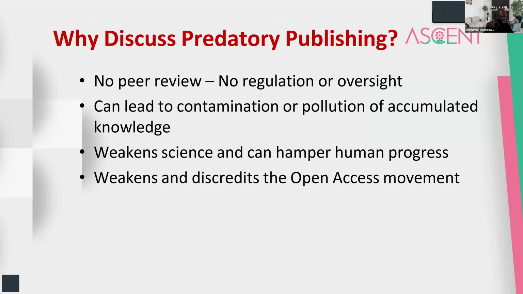Number one, no peer review, no regulation or oversight. So with predatory journals, most of them don't do peer review at all. You will not see reviewer comments. Reviewer comments are the critiques from experts in that subject matter. Predatory journals won't give you anything. They will just say your paper was well written, accepted, pay open access fee or whatever. Then you have to go and pay $500, $50, $100, $1,000.